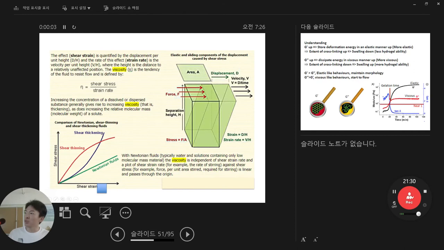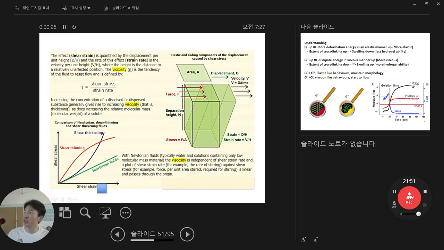Okay, shear thickening means that when the shear strain increases, the slope becomes steeper. This is called shear thickening. And what is shear thinning? Shear thinning is when the shear stress increases and the slope decreases. This is called shear thinning.